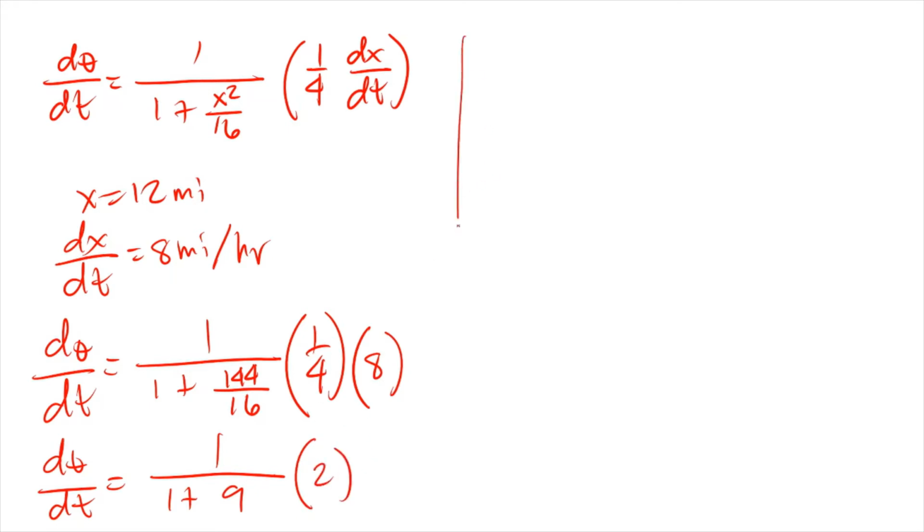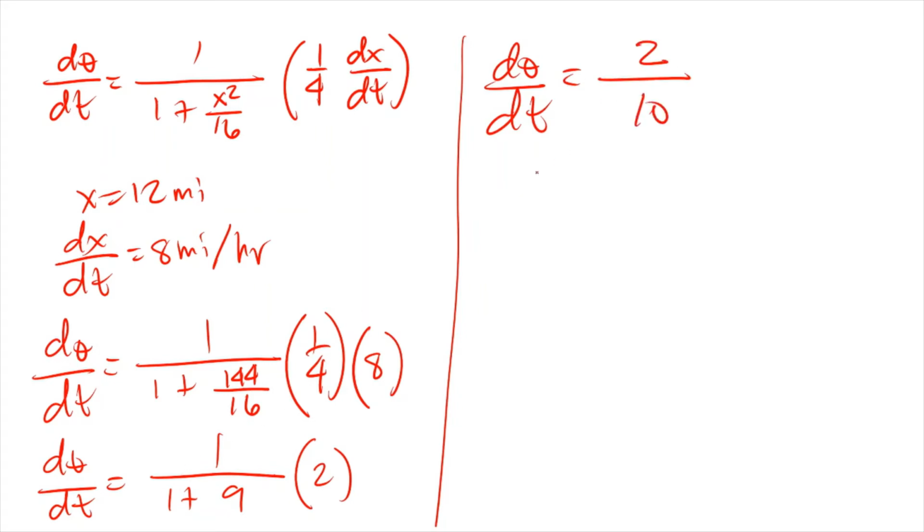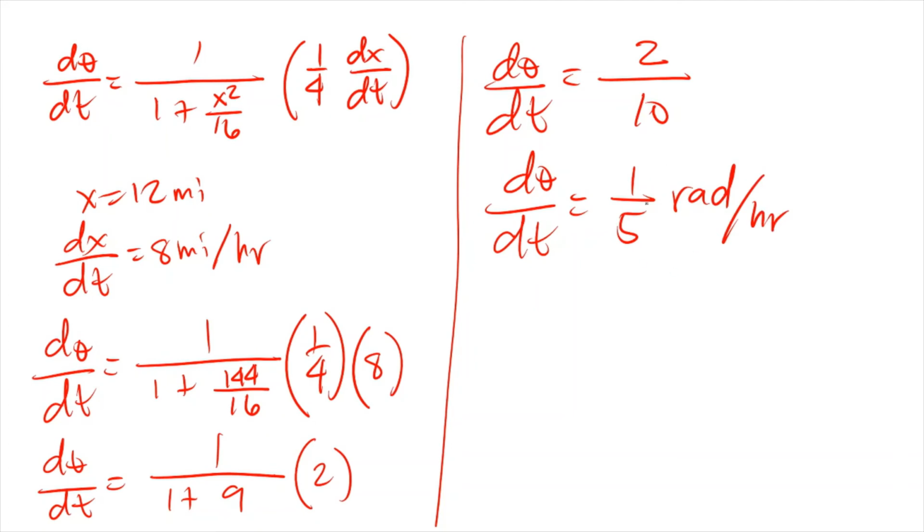Okay. Simplifying further, we get d theta dt equals 2 divided by 1 plus 9 is 10. Therefore, d theta dt is 1 over 5, and the unit is radians per hour. This value as a whole represents the rate at which the searchlight is rotating 2 hours after the start. So this is now the final answer.